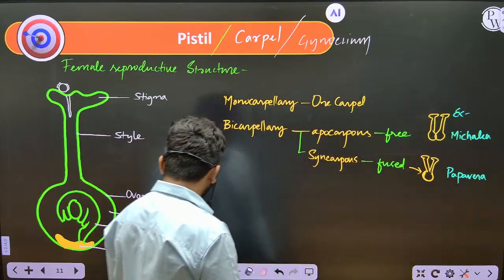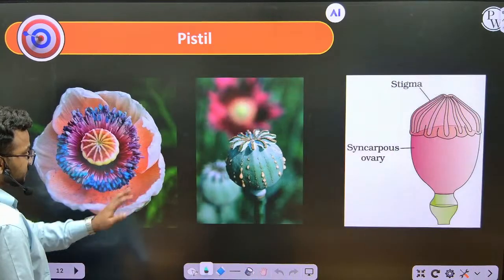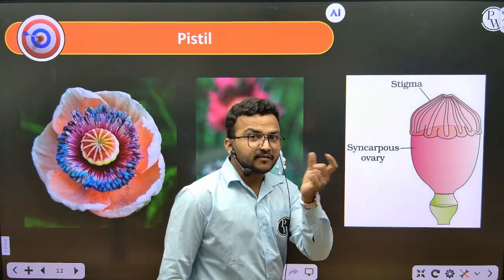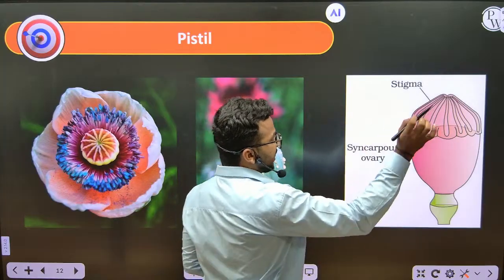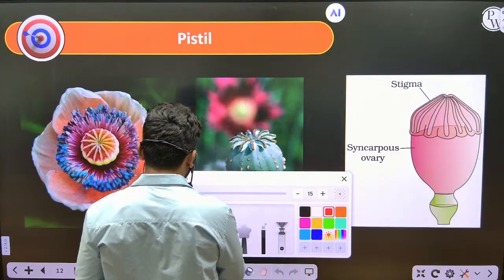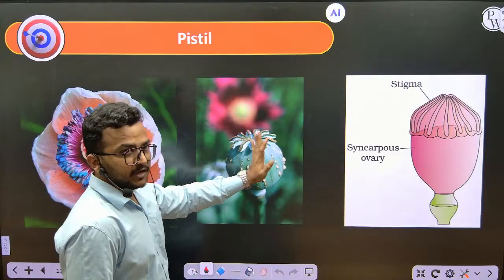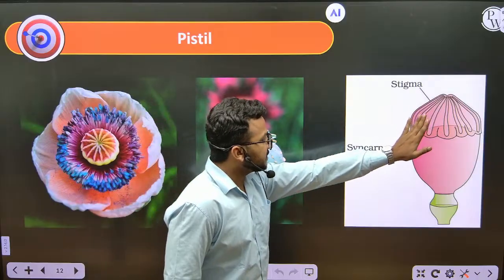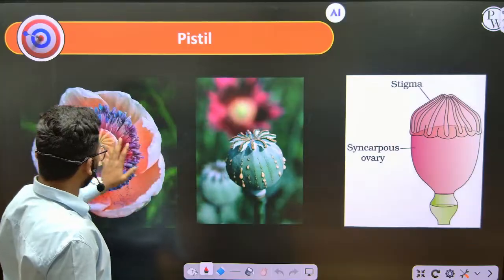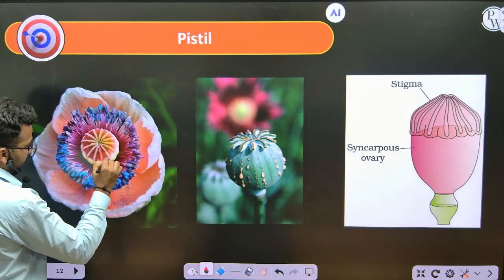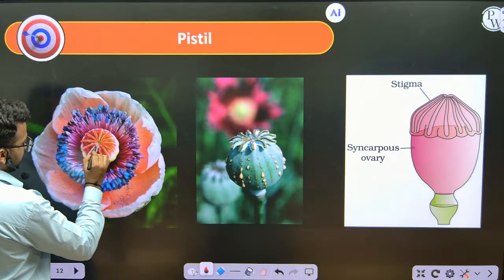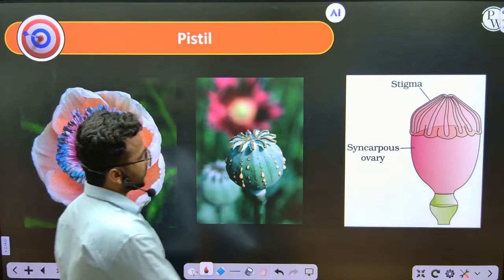I will show the images, you will get to know. This is the syncarpous ovary. Syn means fused. You can see here many stigmas are there. This is the fruit, I am not showing this one. First observe the flower, then you can go for the fruit. And in this flower you can see many stigmas are there.